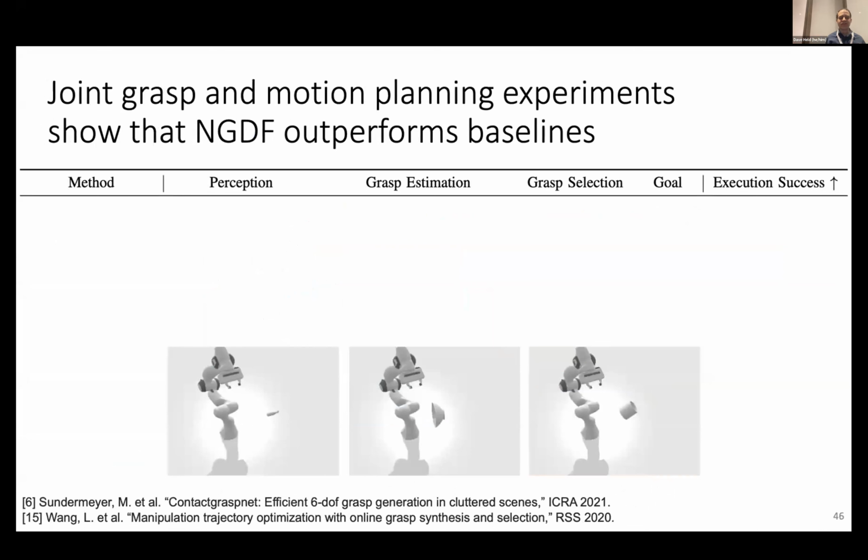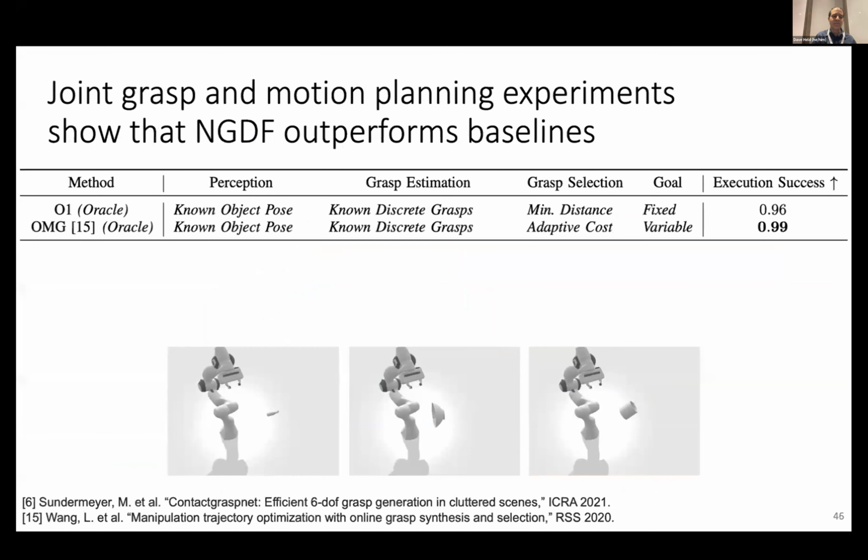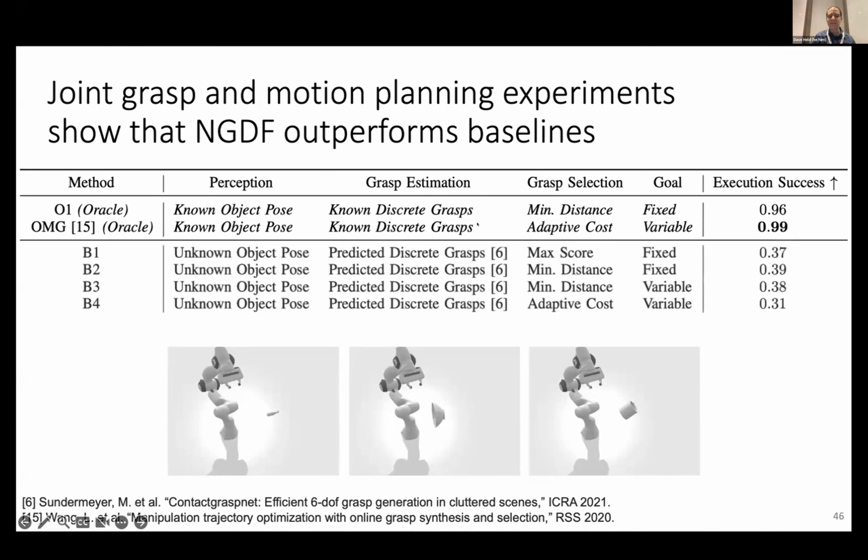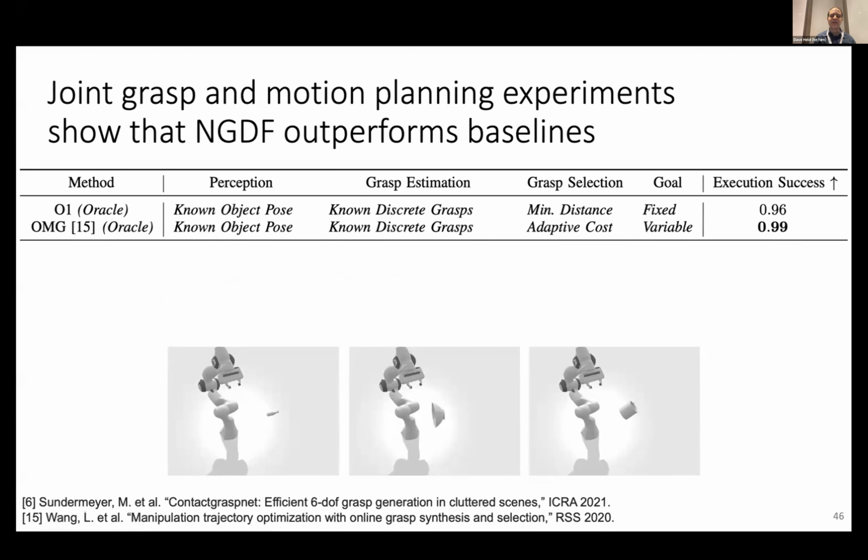Here you can see a comparison to some different methods. The methods have different properties that I'll explain here. First is a couple of oracle methods that assume a known object pose and a known discrete set of grasps, and they just need to optimize for the plan and grasp over these known grasp poses. And if everything is known, then the success rate is very high, above 90%.